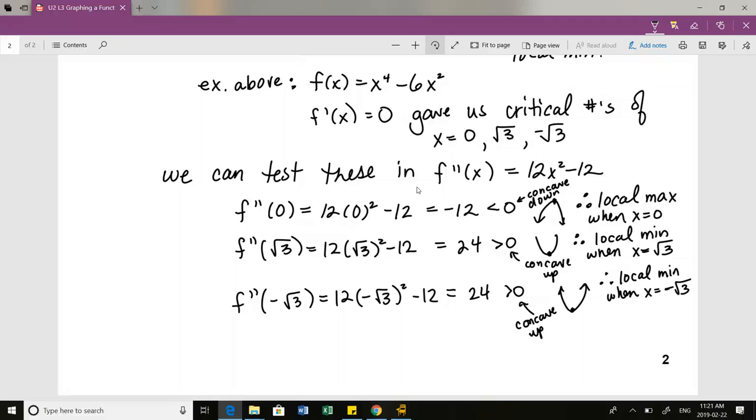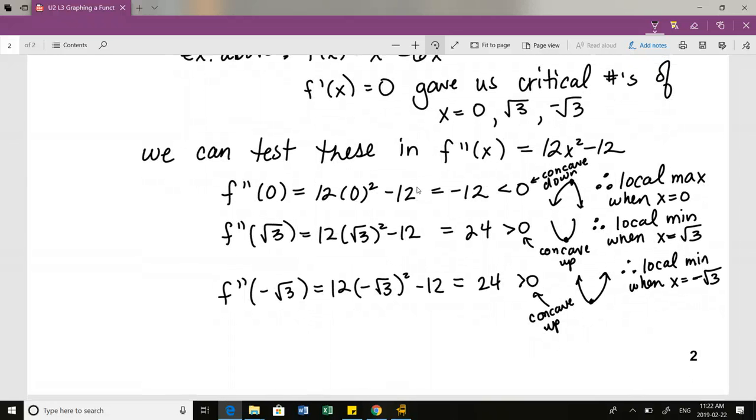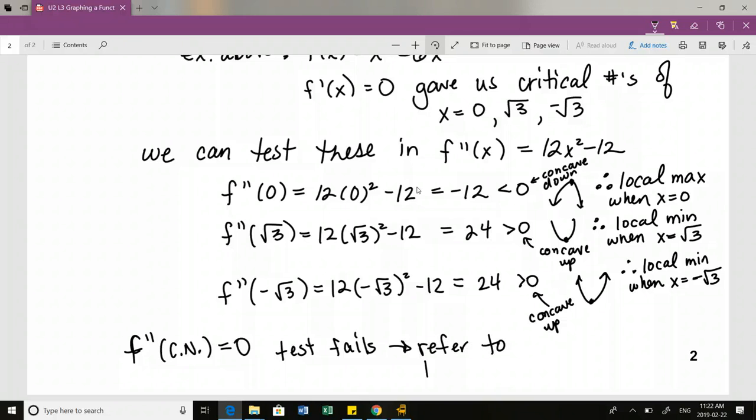One other thing that you should know, and this is kind of important: if I sub into f prime prime my critical number, and I get 0, that's an interesting one, right? Because that area is neither concave up nor concave down. That tells me I'm looking at a possible point of inflection. This test fails, and then we're going to refer to the initial interval chart for the first derivative. So our test will fail, and we will refer to the first derivative chart.